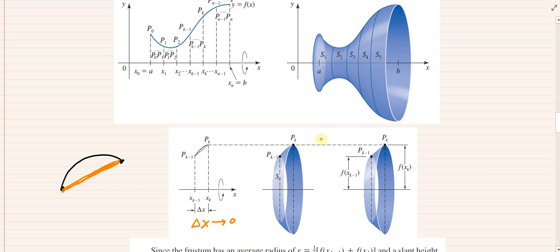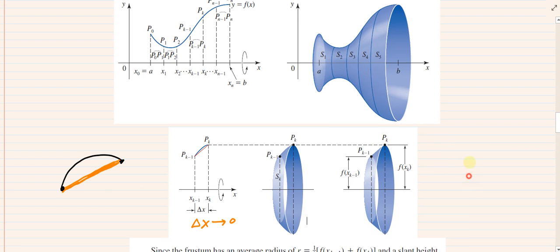Now, if I look here in terms of the function, the distance from, let's say, the x-axis in this case out to the outside point, that's going to be f at x sub k, and the distance to the lower point, p sub k minus 1, is f of x sub k minus 1, right? Now the question is, what is this solid, which is trying to approximate the actual solid?